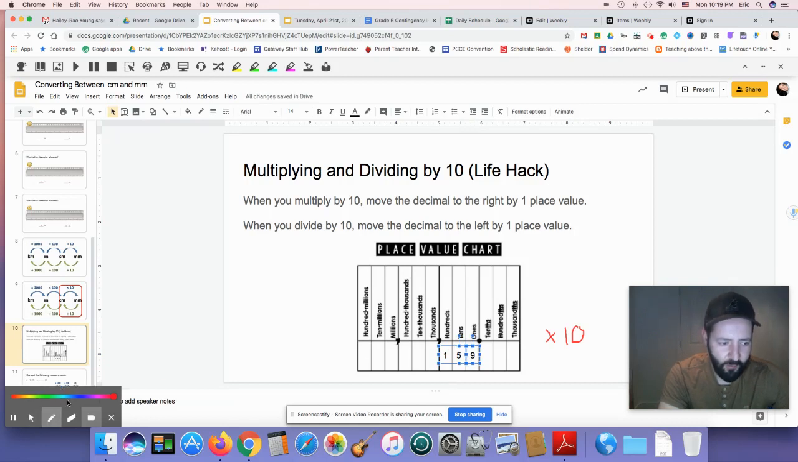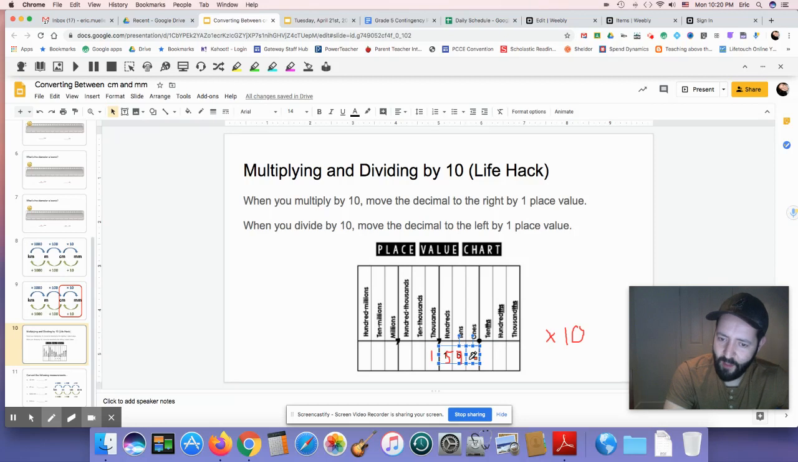I'm just going to grab a pen tool here, and I'm basically shifting all of my numbers to the left by 1 place value. And so my 1 is going to come over here into my thousands place value. This 5 that was in my tens place value is going to shift over to my hundreds place value. And the 9 that was in my ones place value is going to shift over into my tens place value here.